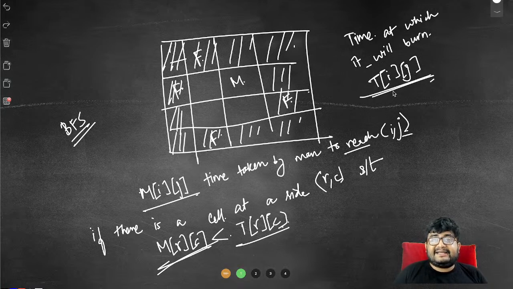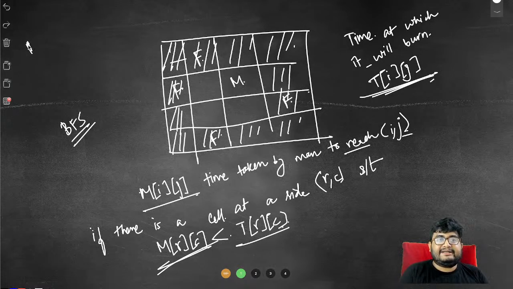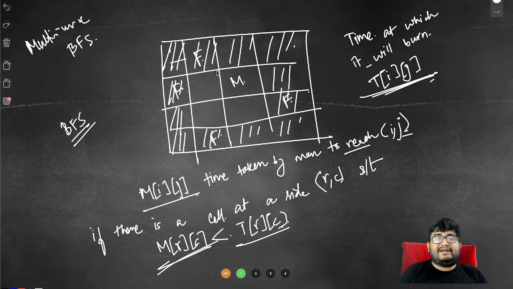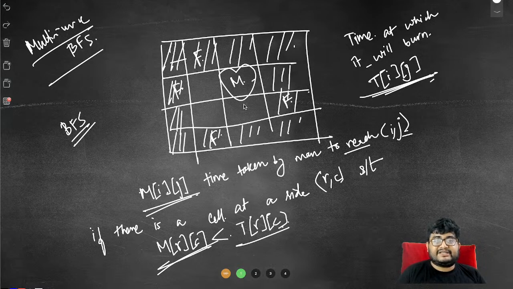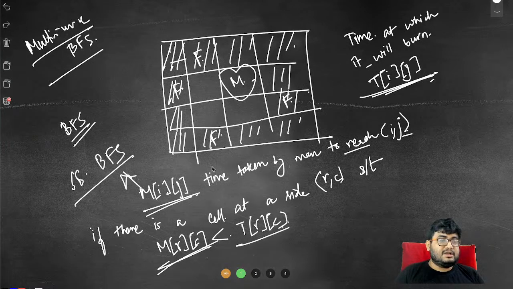Now how do we calculate Tij? We can use a BFS, because it's a multi-source BFS, right? We have multiple fire points, and each of the fire points will be spreading, so we can do a multi-source BFS to calculate Tij. How can we calculate Mij? It's a single source BFS. We have a source, we have destinations, we'll find the minimum distance, so it's a single source BFS. Yes, definitely the shortest time taken, right?